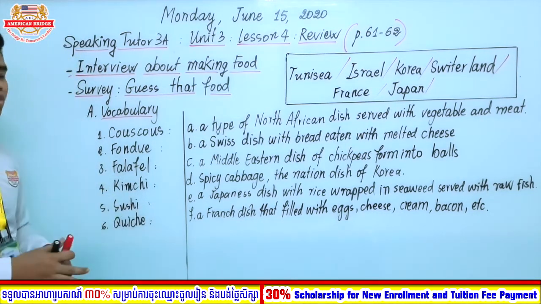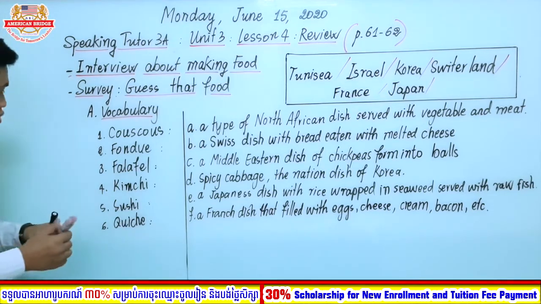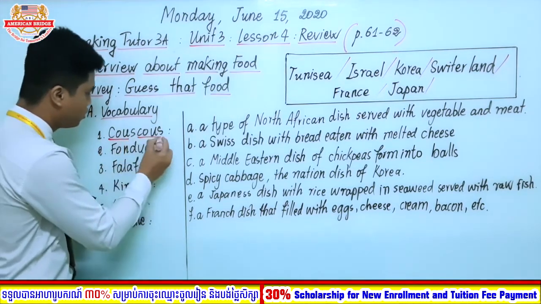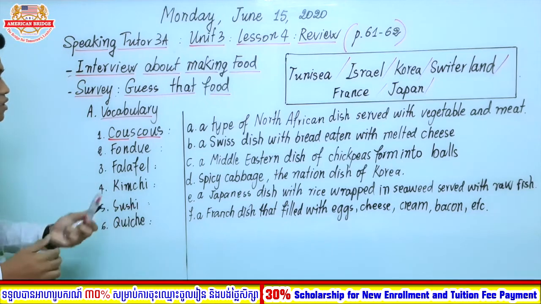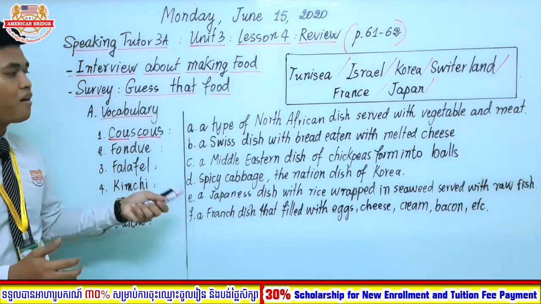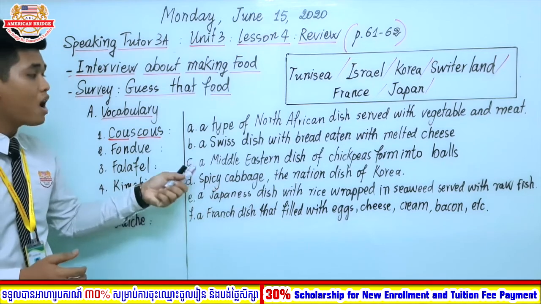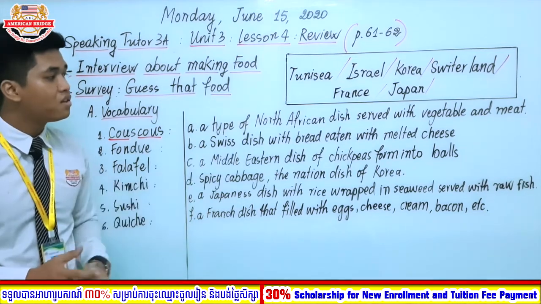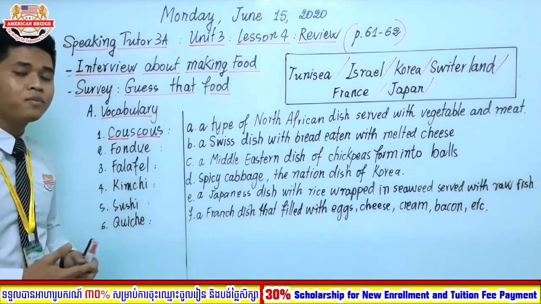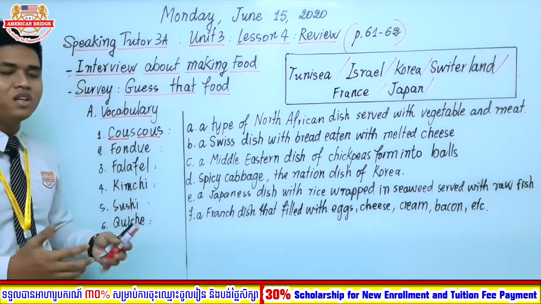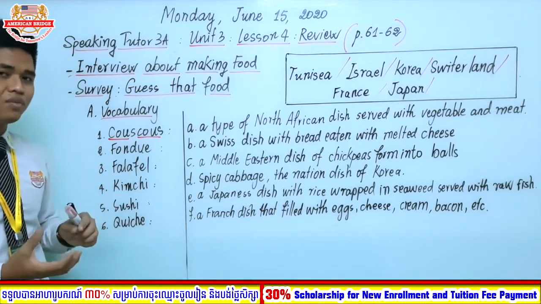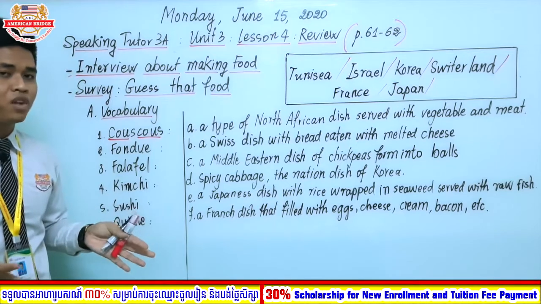We pronounce it couscous. Couscous. So the word couscous is a type of North African dish. A type of North African dish served with vegetable and meat. As you can see in the picture, that food is made from fruit.